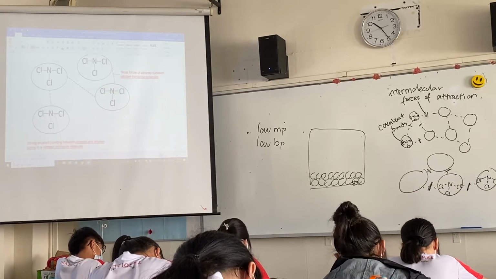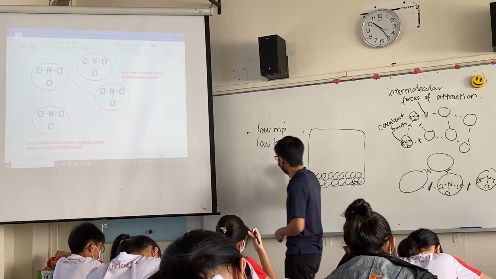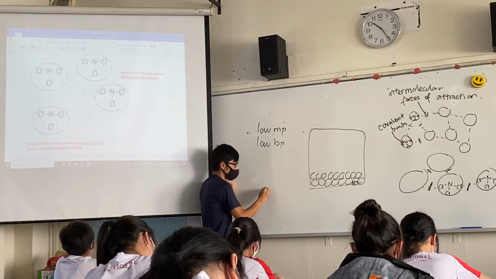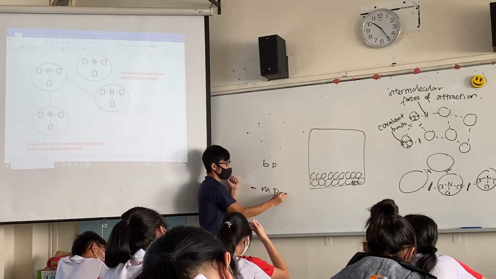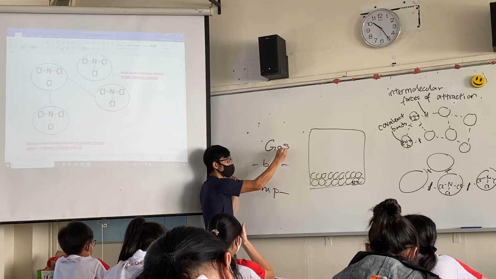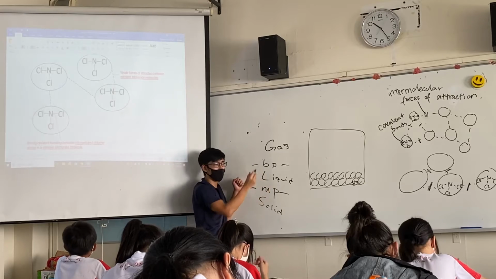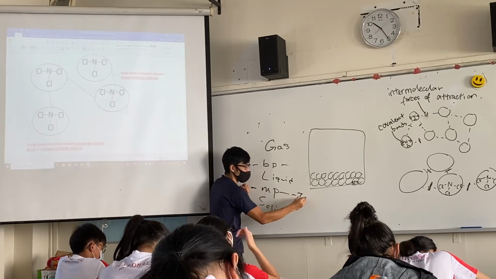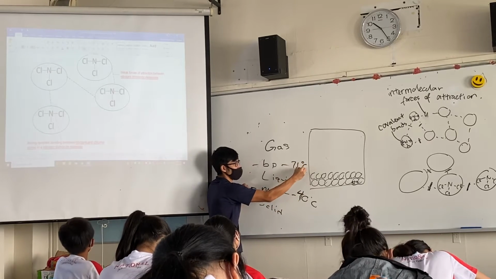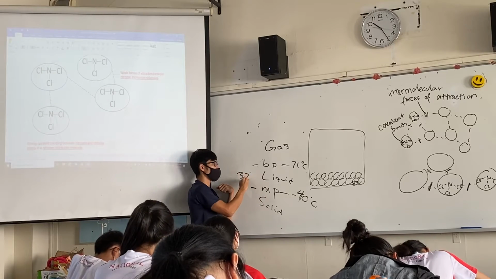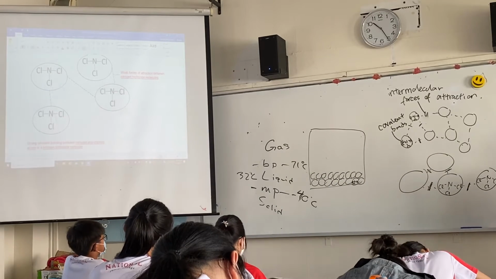Then next question, predict the state of nitrogen chloride at room temperature. Okay, how do you predict that? So, usually, melting point, boiling point. Anything below the melting point will be solid, between them liquid, above the boiling point gas. The melting point here is negative 70 degrees Celsius, and the boiling point is 71 degrees Celsius. Room temperature is around 32 degrees Celsius. So it will be liquid at room temperature.